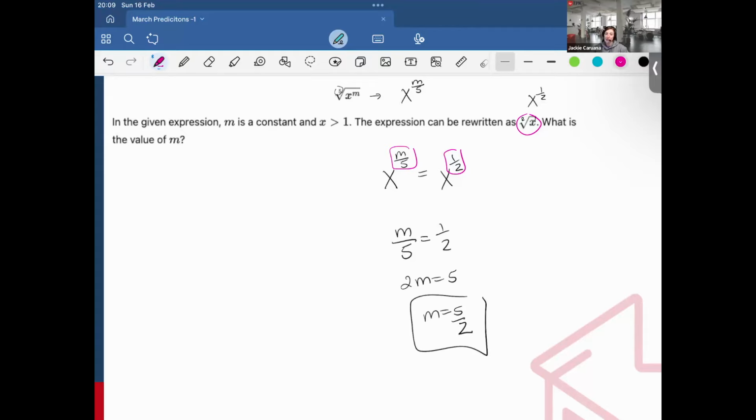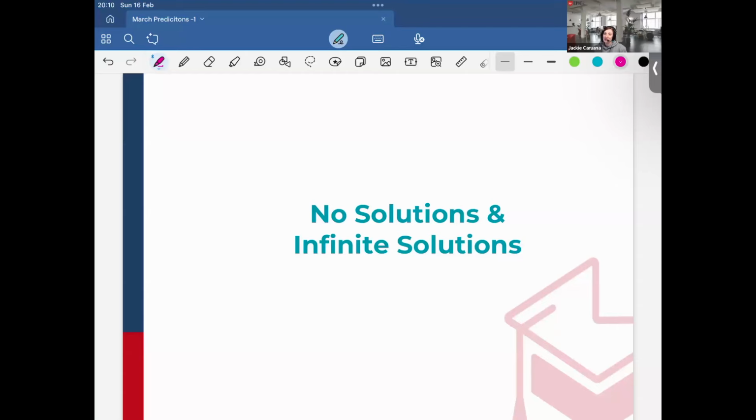Okay, so continue into no solutions and infinite solutions. These are on every single SAT exam. You'll either see no solutions or infinite solutions, or maybe you'll see both. But I always tell students, feel really comfortable solving these problems. Okay, so here, classic, which system of linear equations has no solution?